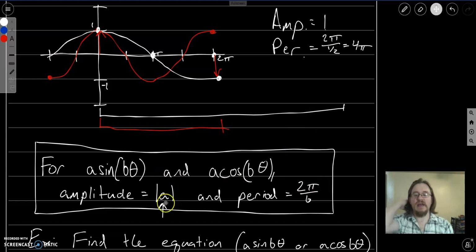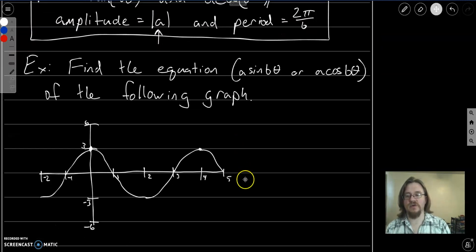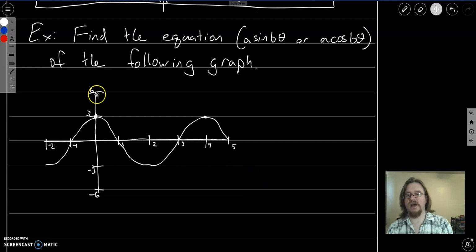So we can calculate amplitude and period pretty easily just from the numbers in our function. So now let's work backwards. Now I'll give us some graphs, and we have to work out, is it going to be a sine function, or is it going to be a cosine function? And if so, what are a and b going to be? So we'll have to look at our function, determine, is it a sine function, cosine function? We'll find the amplitude, and we'll find the period, and that should give us everything we need.